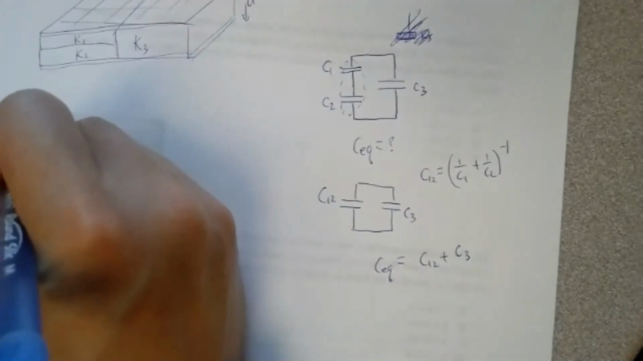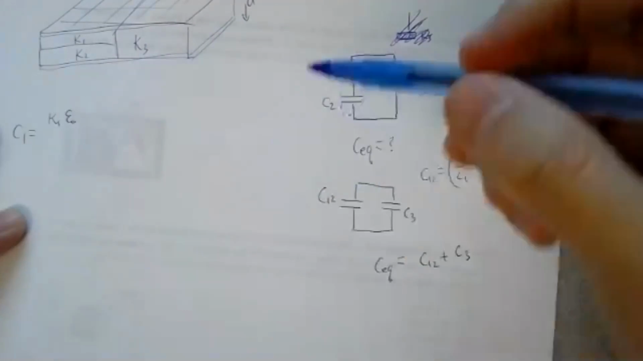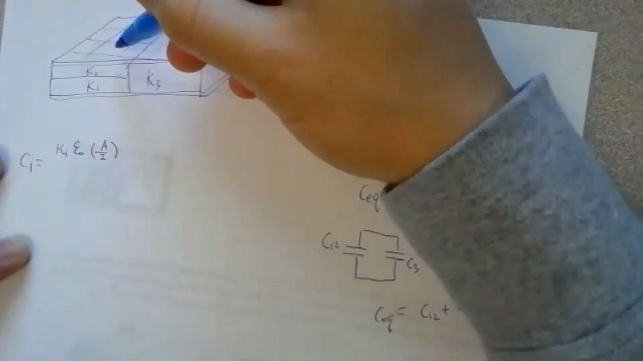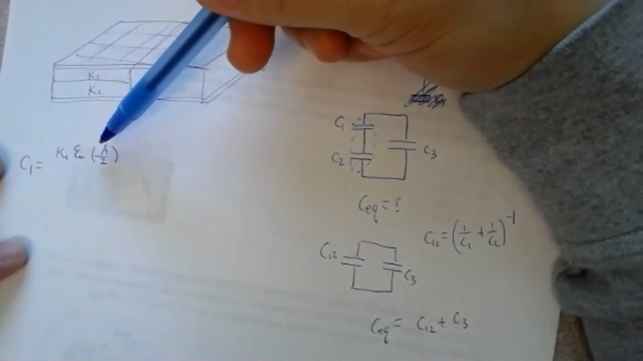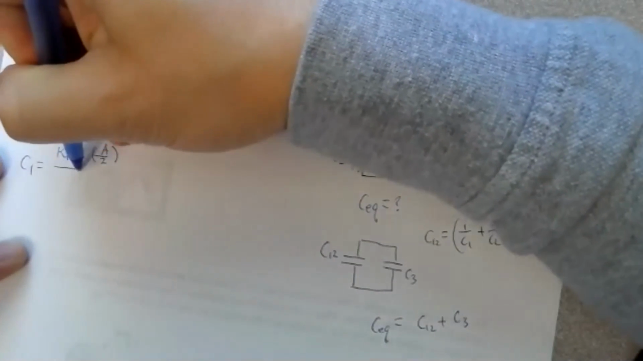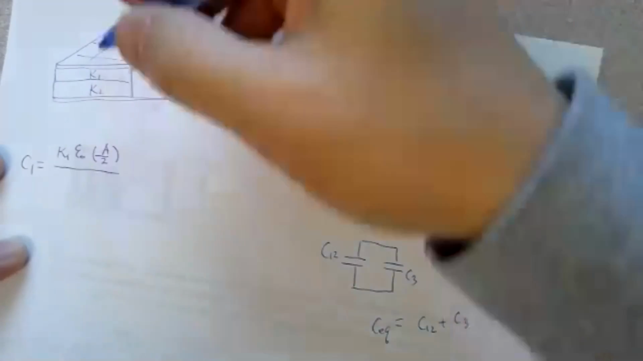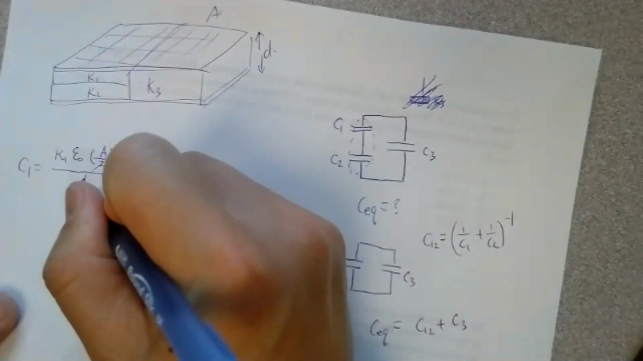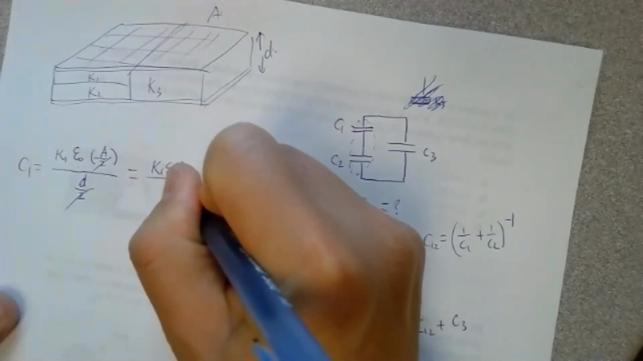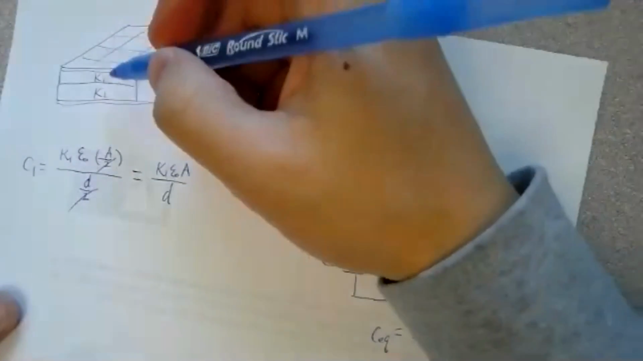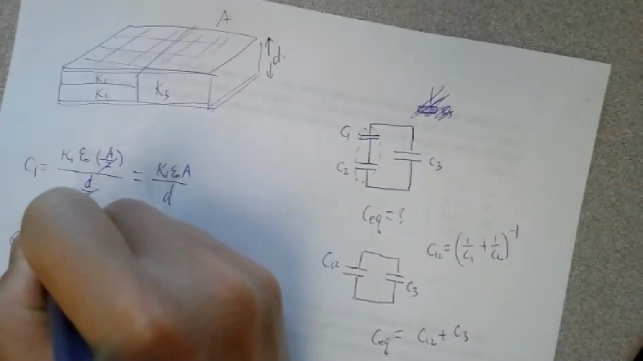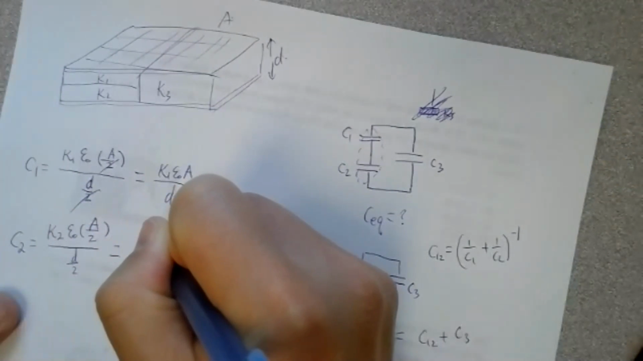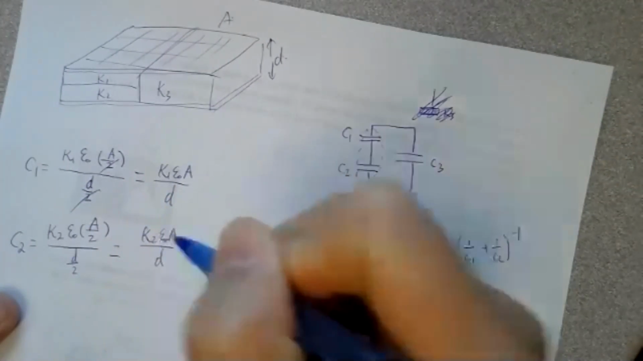C1 is referring to this capacitor, so C1 should be equal to kappa 1, epsilon naught, times the area of this half, so the area is not the full area, but half of the area, okay? So kappa 1, epsilon naught, and the area this time is A/2, divided by the separation. The separation on this half is only half, right? So D over 2, okay? So half and half cancel out. It's still kappa 1 epsilon naught A divided by D, okay? Similarly, for the bottom half, C2 is equal to kappa 2, epsilon naught, area is half, and separation is half as well. So kappa 2 epsilon naught A over D, okay?